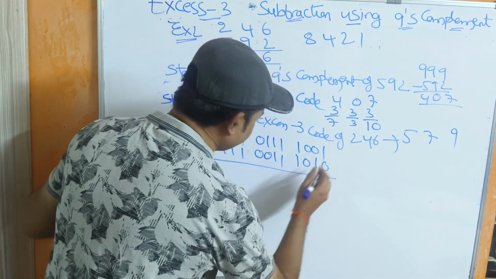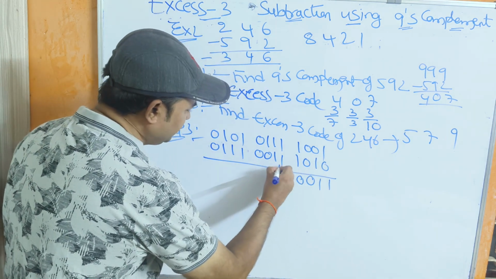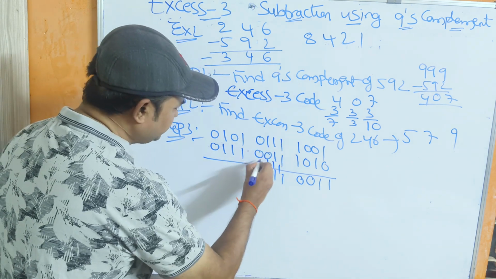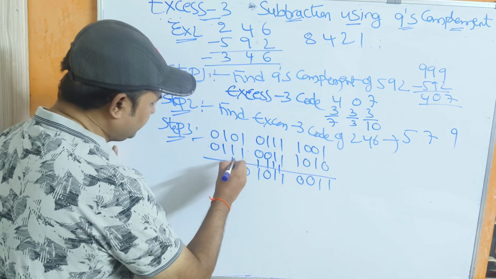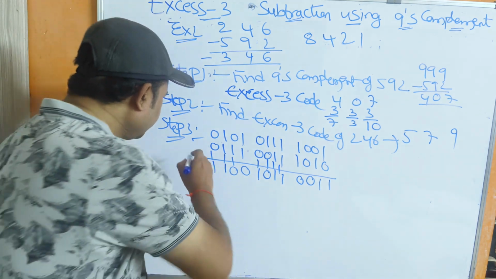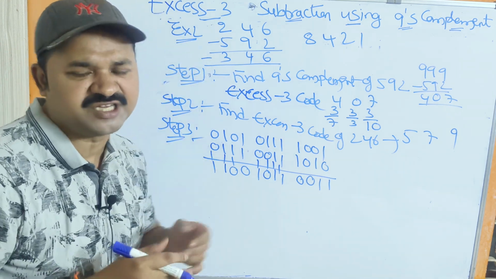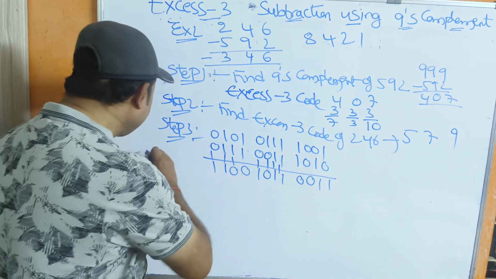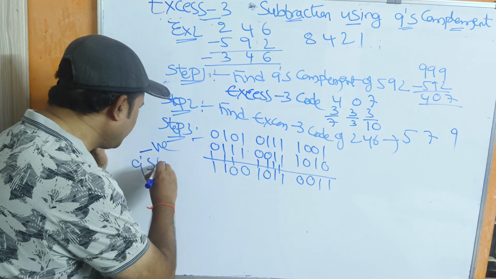Let us do the addition operation. 1 plus 0, 1; 0 plus 1, 1; 0 plus 0, 0; 1 plus 1, 0 with a carry 1, and so on for each group. So here the end around carry value is 0. Here the carry is not generated. If the carry value is 0, then we can say that the result is a negative number and we need to calculate 9's complement of the result.